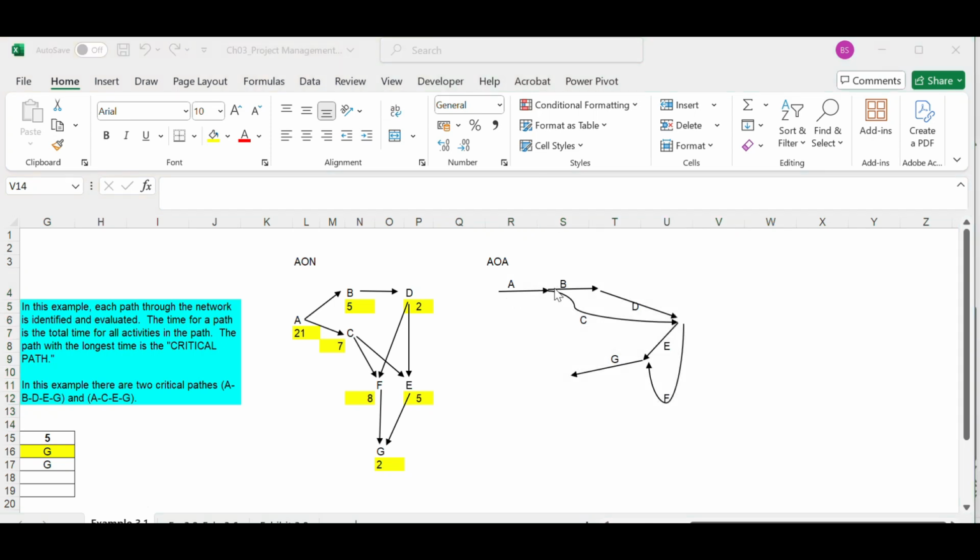We can represent each node in this activity on arrow diagram as an event. We can represent them by numbers 1, 2, 3, 4, 5, 6. So there are 6 events in this activity on arrow diagram. An event represents the start or end of an activity.